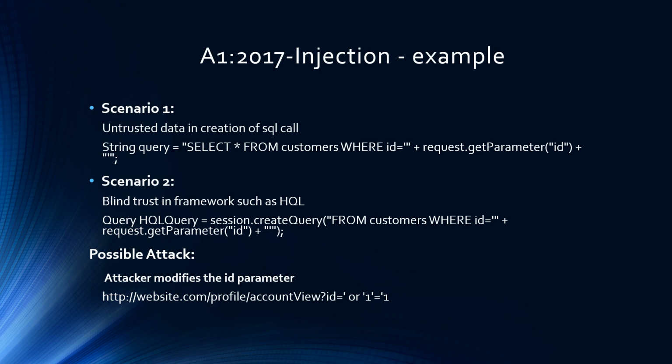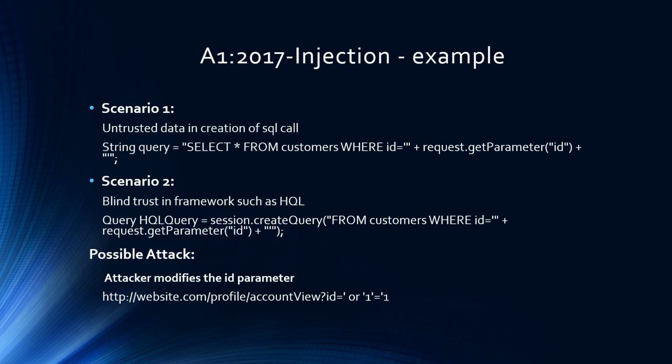How can you prevent it? The preferred option is to use safe APIs, which avoid the use of the interpreter entirely or provide a parameterized interface, or migrate to object relational mapping tools. Use positive or whitelist server-side input validation. For any residual dynamic queries, escape special characters using the specific escape syntax for the interpreter. Use LIMIT and other SQL controls within queries to prevent mass disclosure of records in case of SQL injection.